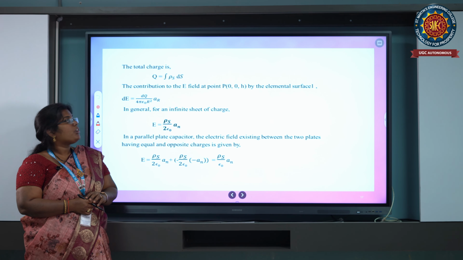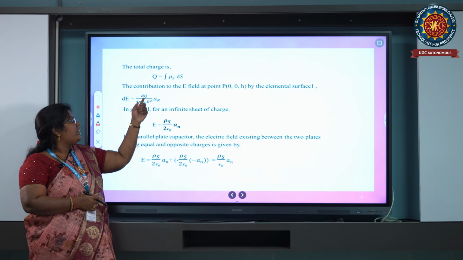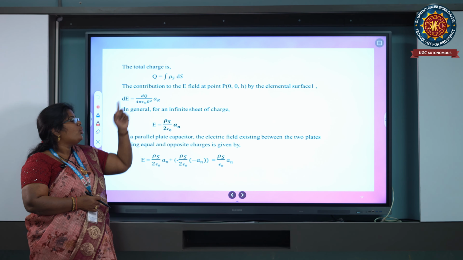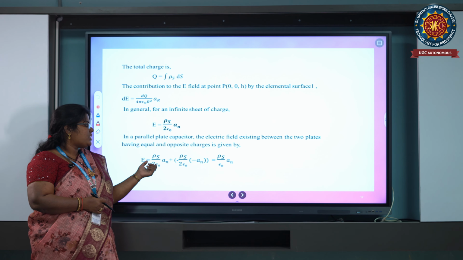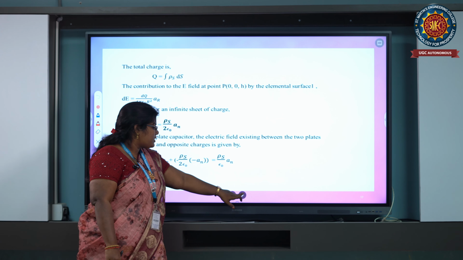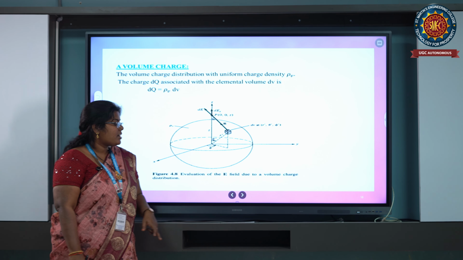Whatever the charge moving with an electric field, dq by 4 pi epsilon naught ar. Here dq is nothing but rho S dS. For the surface charge, the field is rho S by 2 epsilon naught times a n bar. It is a different position for the surface charge.